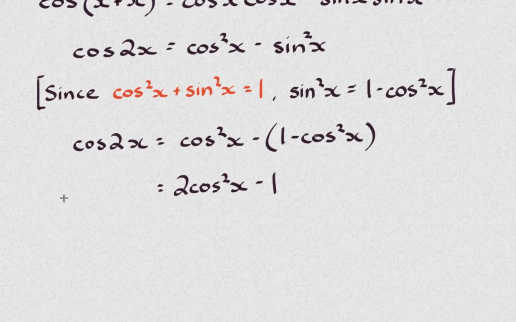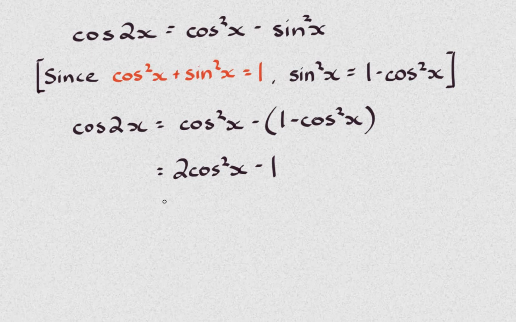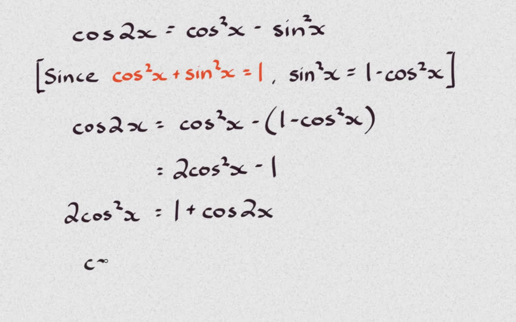Now adding 1 to both sides, and I will just flip things as well. So let's put the 2 cos squared x on the left, and then we've added 1, and we have our cos 2x here. So the last step to get cos squared x by itself is to halve both sides. And so we now have an expression for cos squared x that doesn't involve any squares at all. This expression here is something that we will be able to integrate.